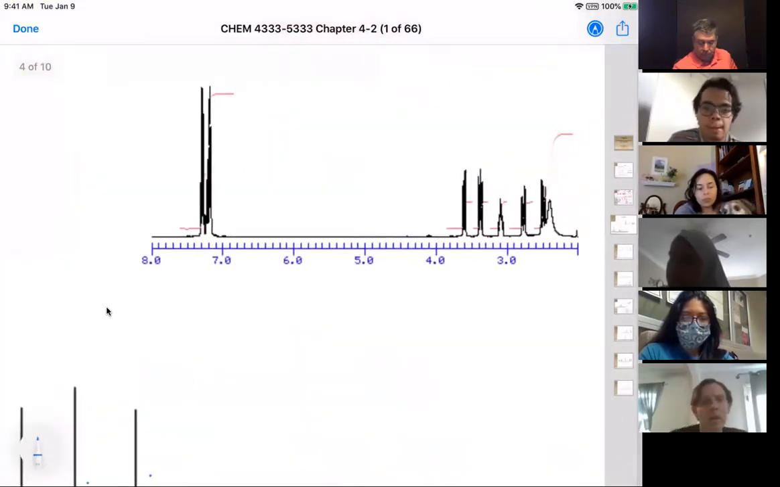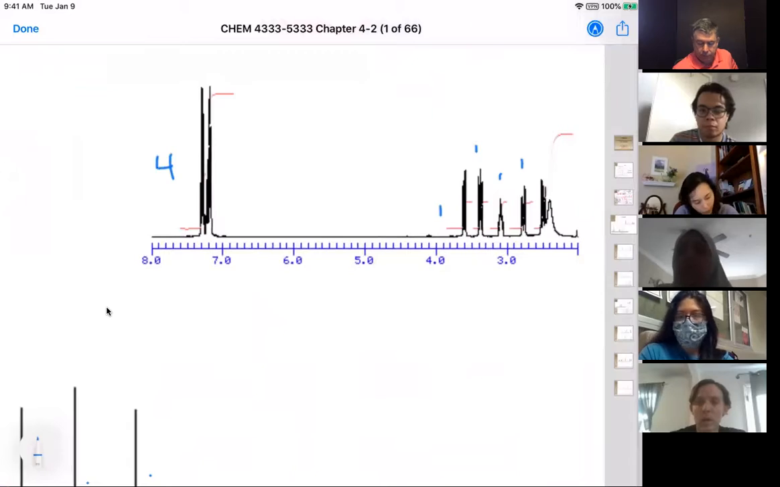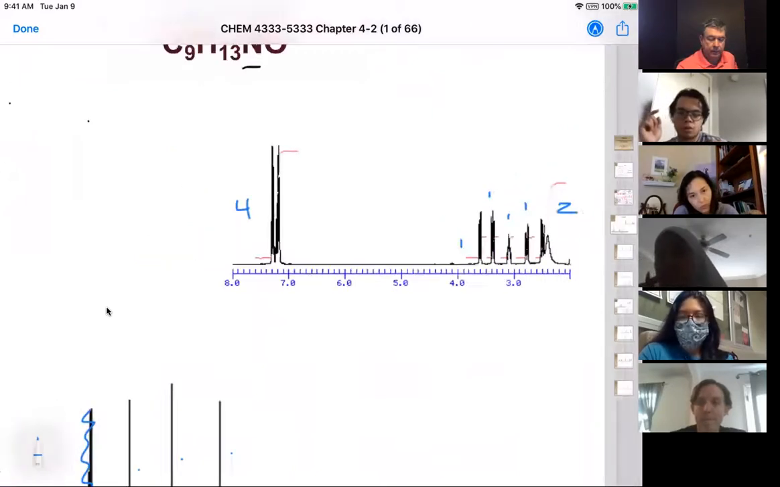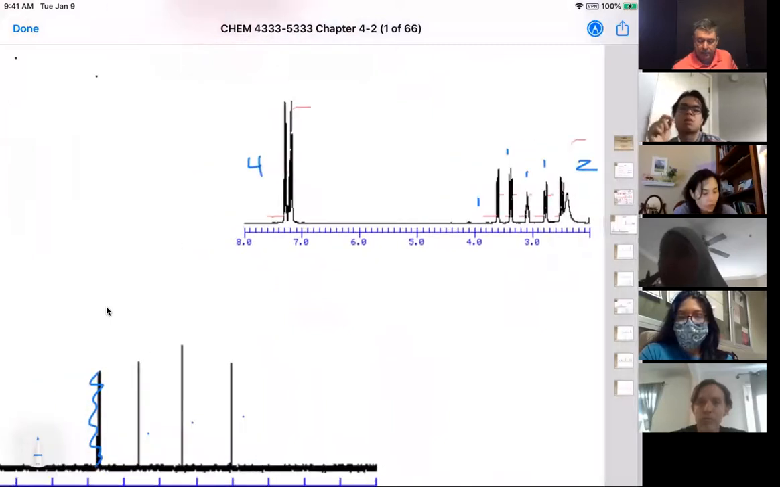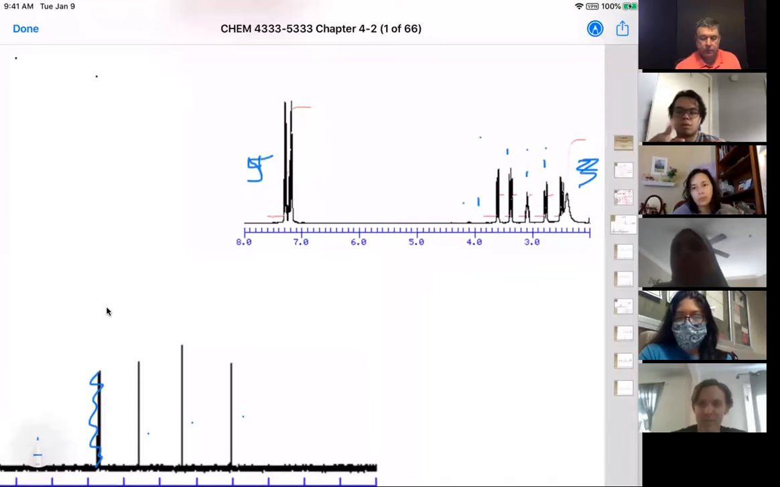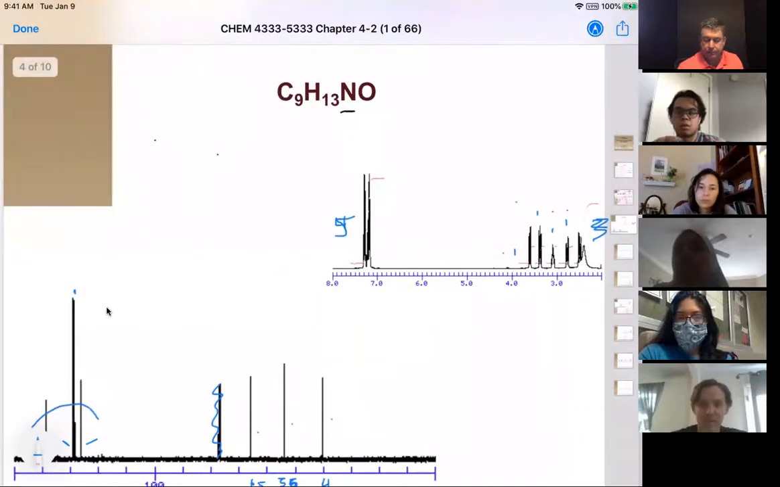If this is 4, that would be 1, 1, 1, 1, 2 for a total of 10 hydrogens. Maybe that's 5. If this is 5 and this is 3, that's 8, 9, 10, 11, 12. So we might be missing a hydrogen here somewhere, because we can't have 6 on there.